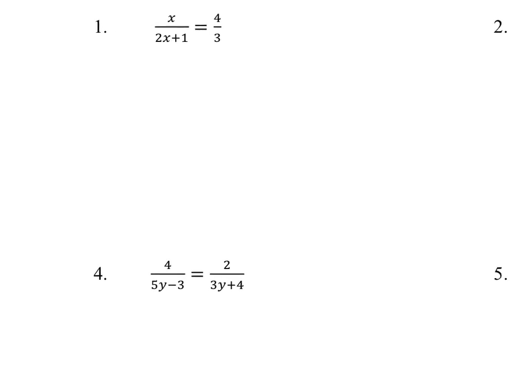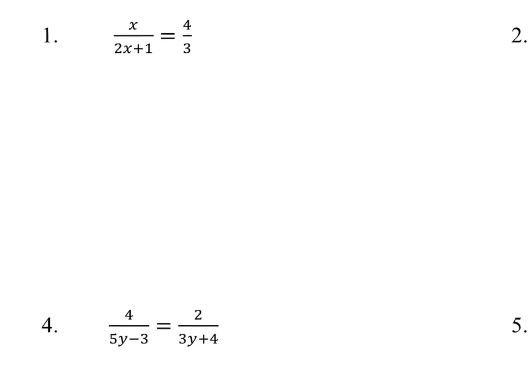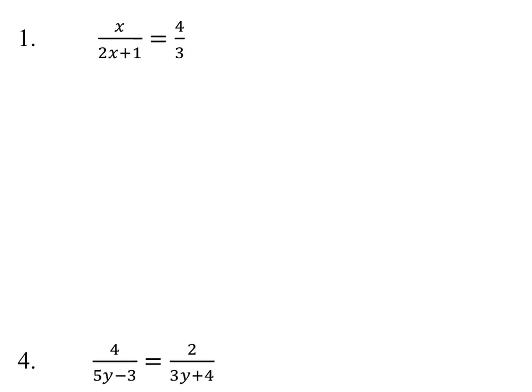Example number 1 says x over 2x plus 1 equals 4 over 3. So we know from our notes that the common denominator is found by just multiplying the 2 denominators. So our common denominator is 3 times 2x plus 1. And we have to multiply that by everything, by each term.